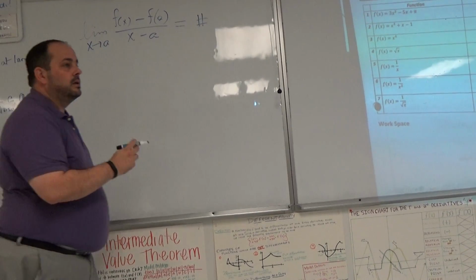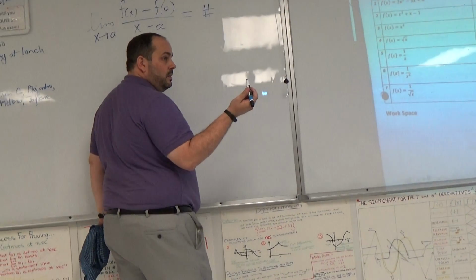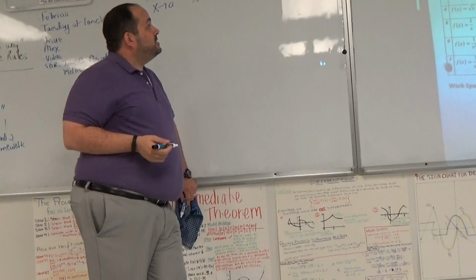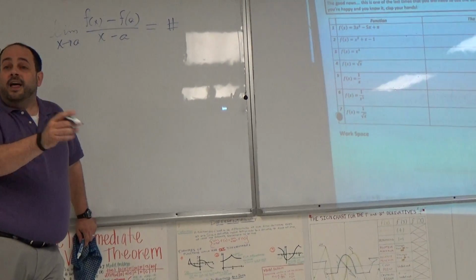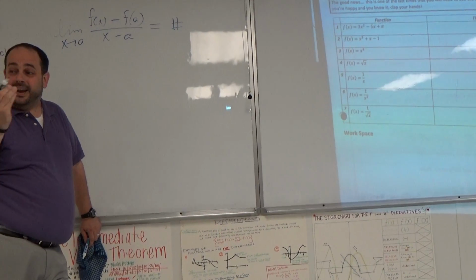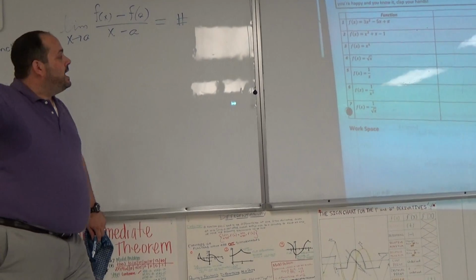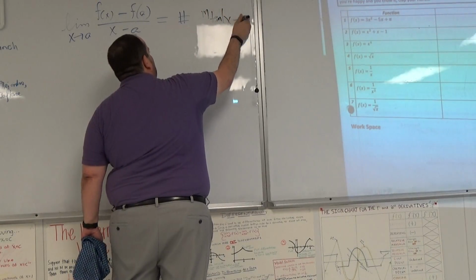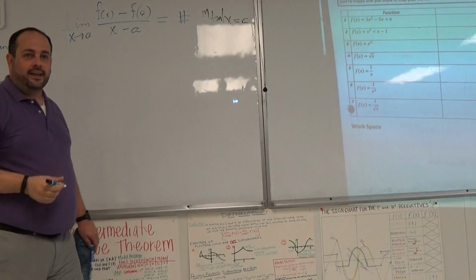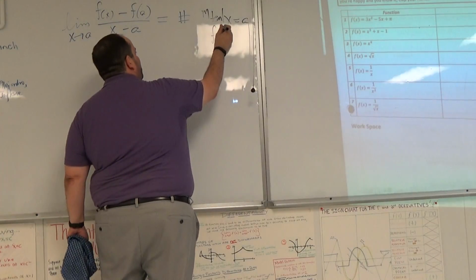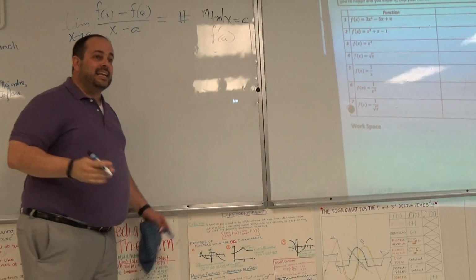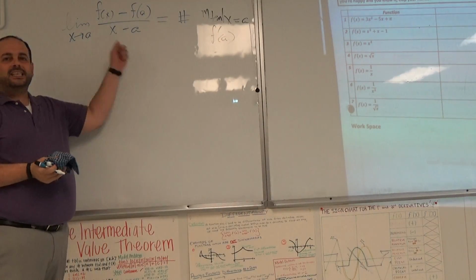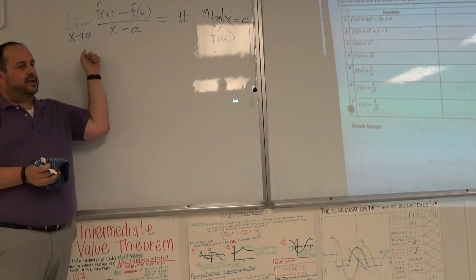Salma, what does that number mean? That number means something. That number is telling you the slope of the tangent. This number means, say it with me, tan. Tan at x equals a. Right? This is also f prime of a. It's the derivative. This is one of the ways that we go and find the derivative.